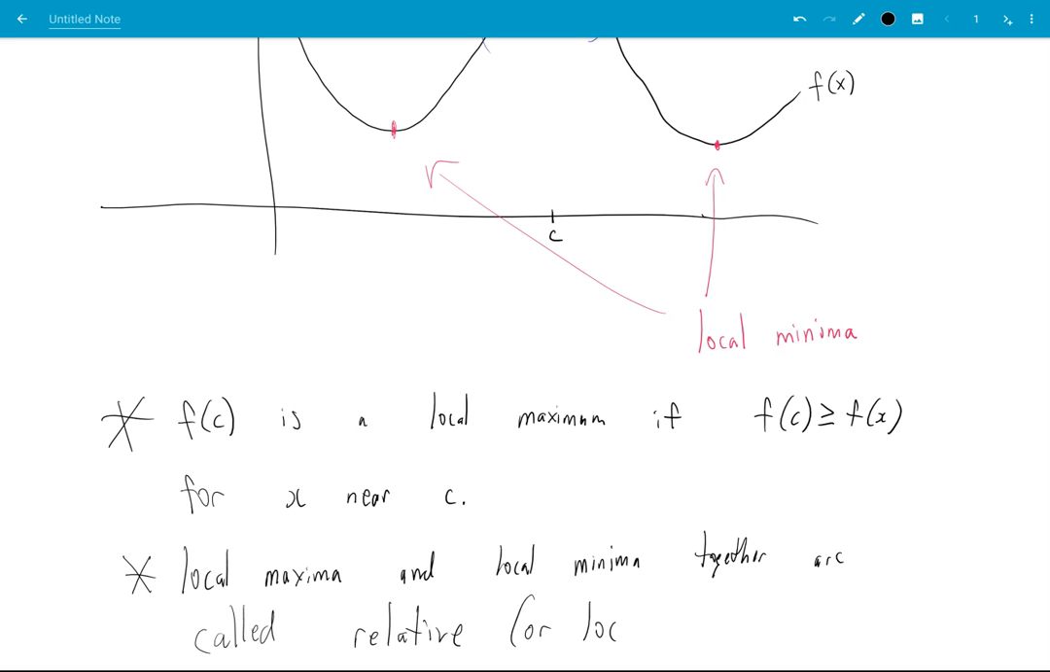Okay, the words local and relative are both used very commonly. So these are extrema. Extrema is a plural, because these are extreme values of the function, okay, locally extreme values. So we'll sometimes say relative extrema.